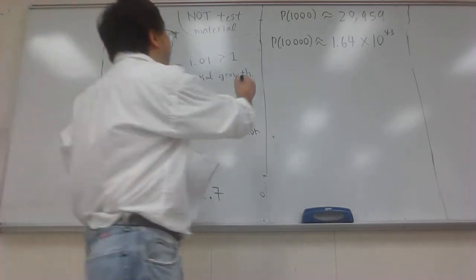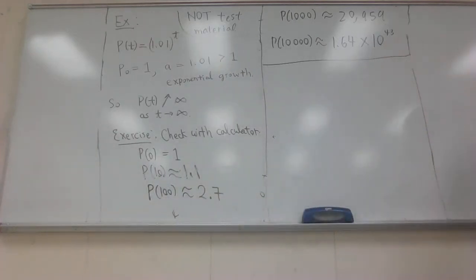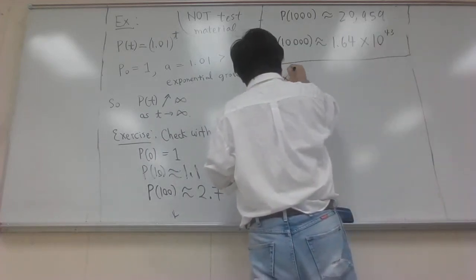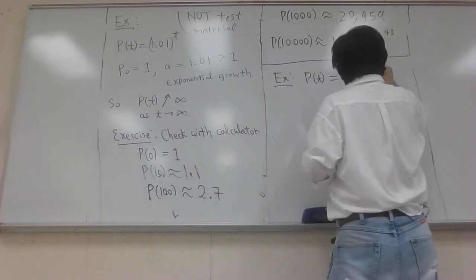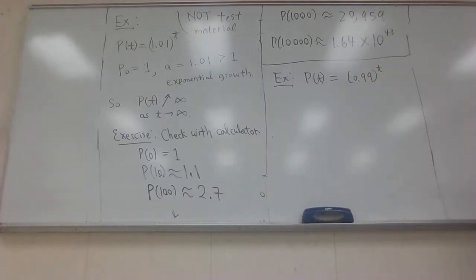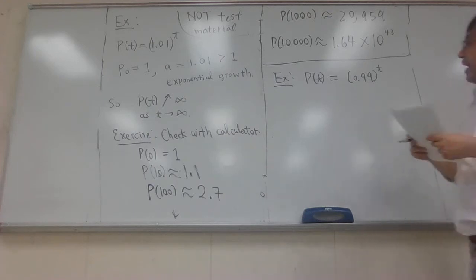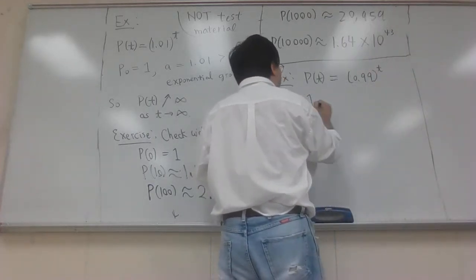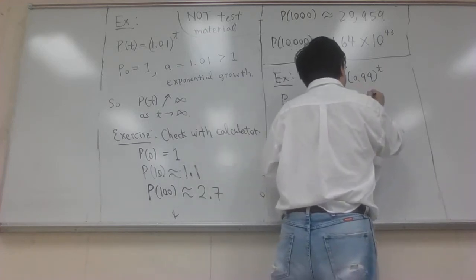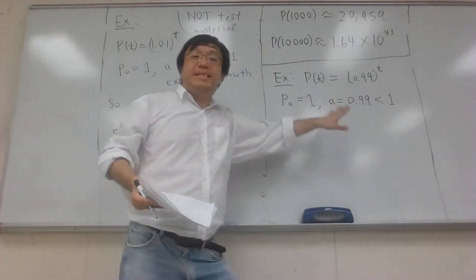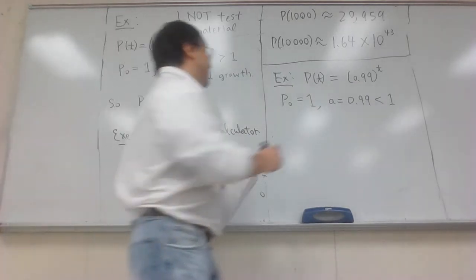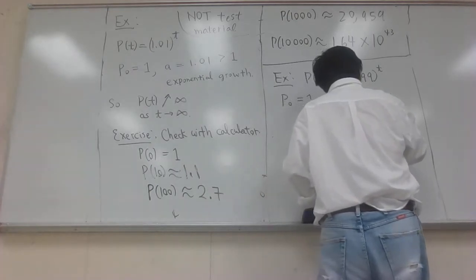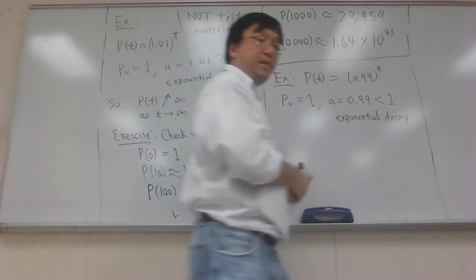Okay, and let me give you another example, an example for exponential decay. Here P(t) is 0.99 to the power of t, and you can see that this is an exponential function, because the input variable is in the exponent. P naught here is 1, and the base a is 0.99, which is strictly below 1. It's only slightly below 1, but it's still strictly below 1. So that's the case of exponential decay.